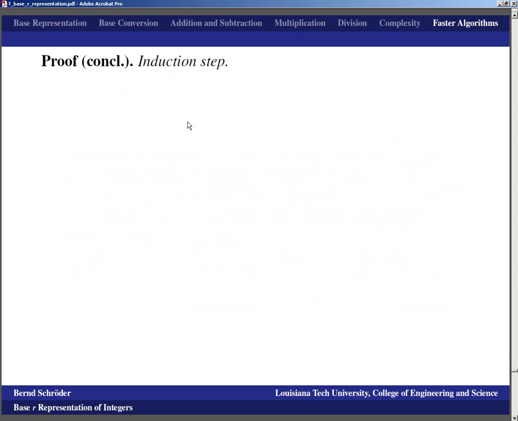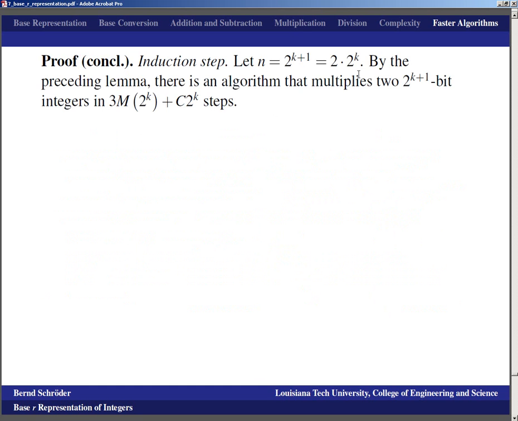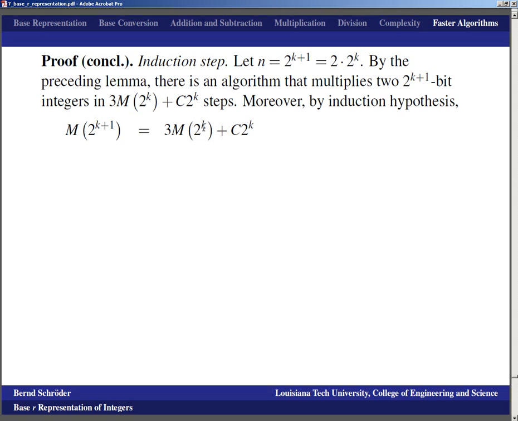And as we conclude the proof now, the induction step will be if your number of digits is 2 to the k plus 1, then that's 2 times 2 to the k. And by the preceding lemma, we know that there is an algorithm that multiplies 2 to the k plus 1 bit integers in 3 times m of 2 to the k plus c times 2 to the k steps. And by induction hypothesis, that now means that the number of multiplications for multiplying 2 to the k plus 1 bit integers is 3 times the number of multiplications for the 2 to the k bit integers plus c times 2 to the k.